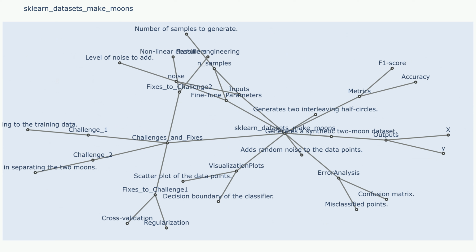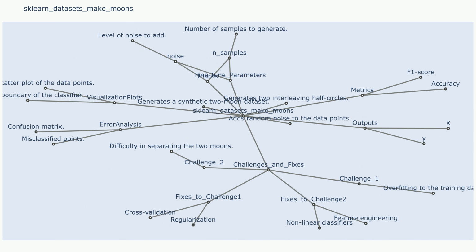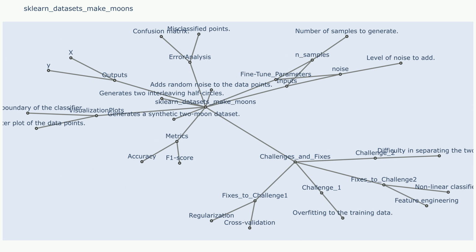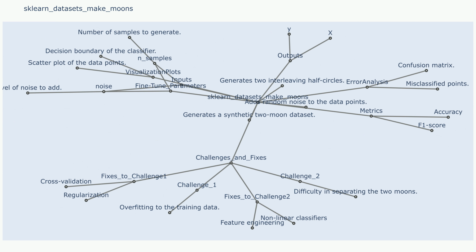Metrics. Accuracy, a measure of how well a classification model predicts the correct class labels. Precision, a measure of how many of the positive predictions made by a classifier are actually correct. Recall, a measure of how many of the actual positive cases are correctly identified by a classifier. F1 score, a balanced measure of precision and recall. Visualization plots. Scatter plot. A scatter plot can be used to visualize the data points and their class labels, showing the two moon shapes and the degree of overlap.